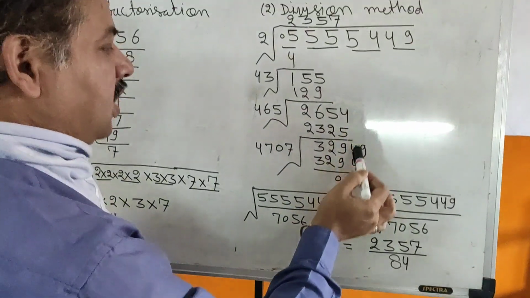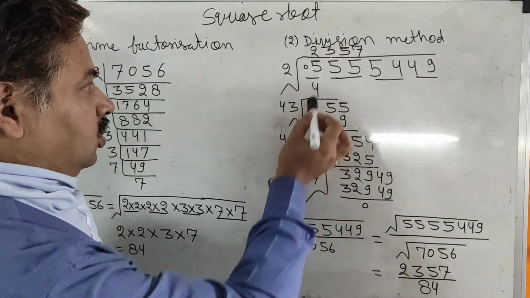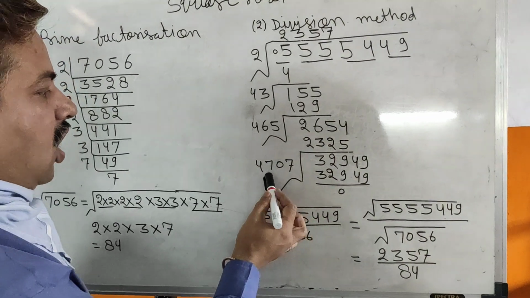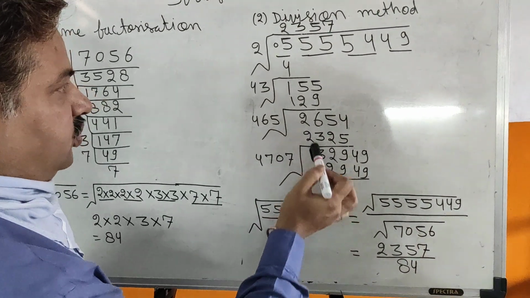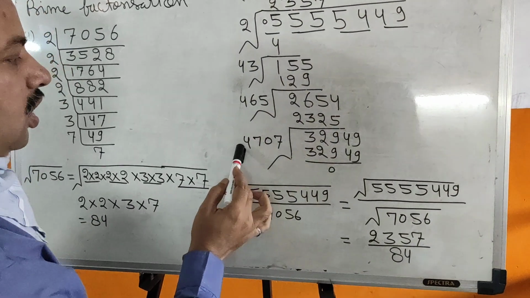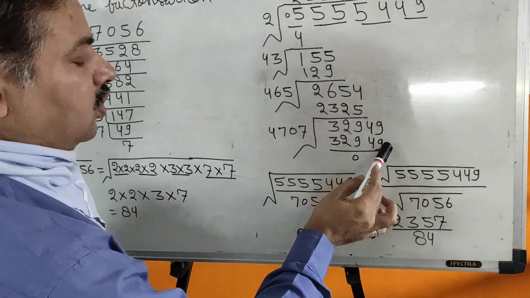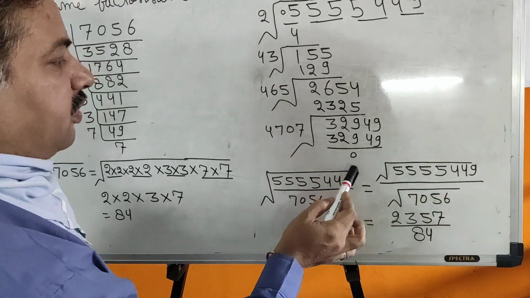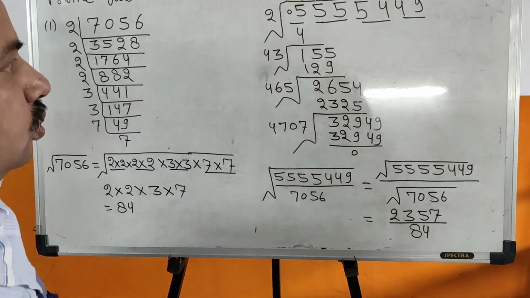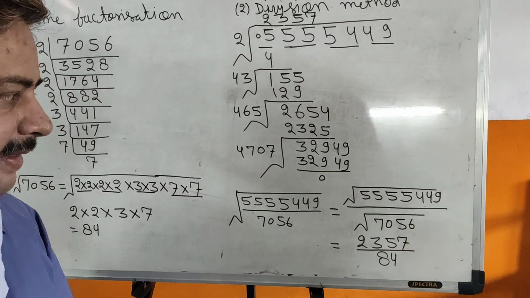Now the next pair, 49, we will take. Now double of 235, that is 470, we will write there. And now 4 7 ja 28, so 7 times it will go. So 7 we will write there, 7 we will write there. Now 4707 multiplied by 7, so 32949 will come. Now we will subtract, so we will get 0. So that is our answer: 2357 is our square root by the division method.